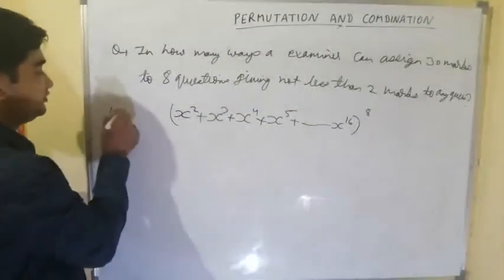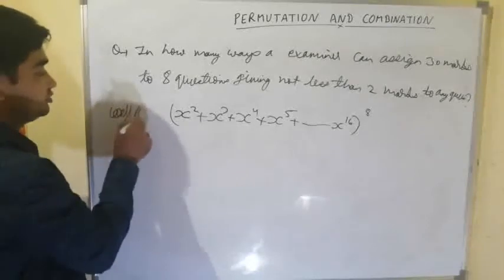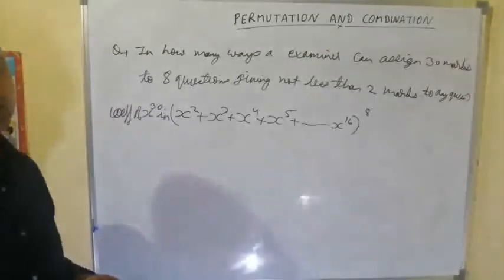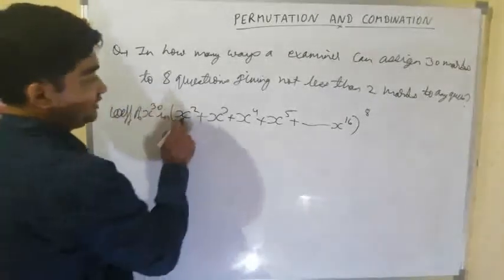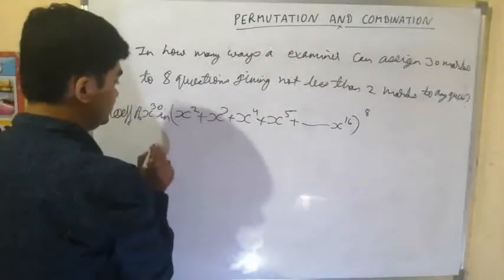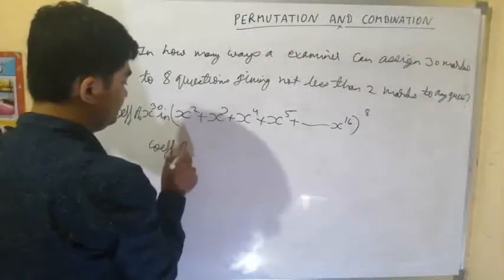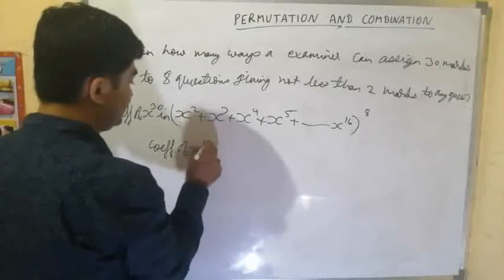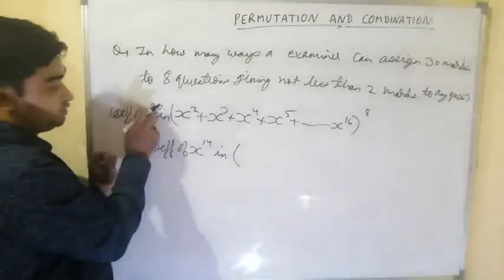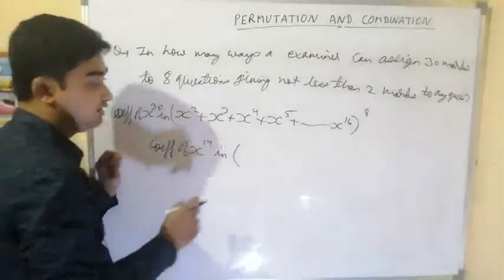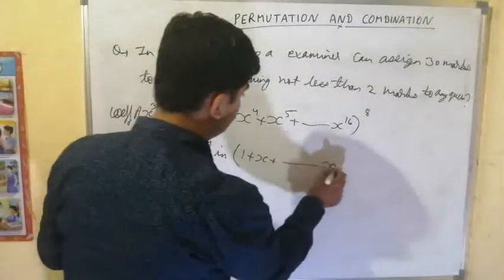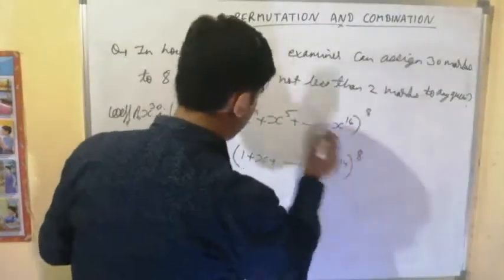So what is the answer? We want total as 30. So the coefficient of x power 30 in this expansion will be our answer. Take x square common, and this x power 8 will become x power 16. So that means the coefficient of x power 14 in this. X power 16 will be cancelled with this. From 30 remove 16, we will be left with 14. Coefficient of x power 14 in 1 plus x plus this up to x power 14, power 8. Right?